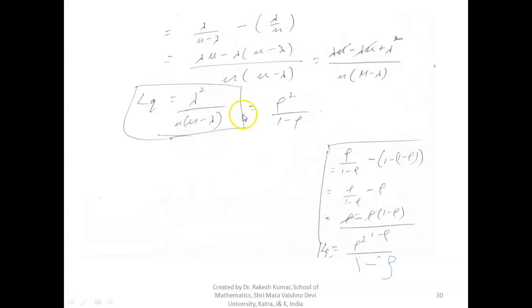And in terms of rho, we can do it just like here, and we get rho square upon 1 minus rho. If we multiply inside, we get this.